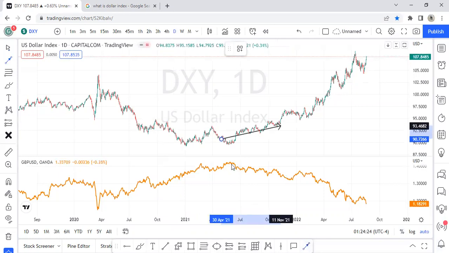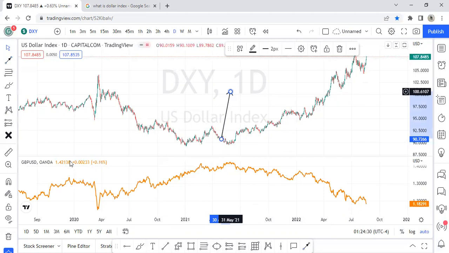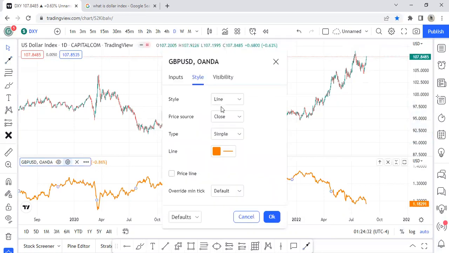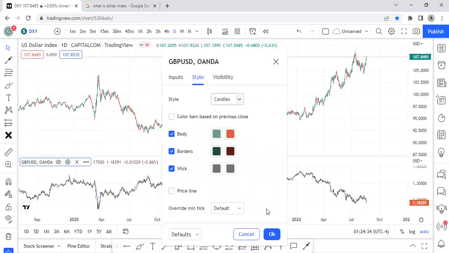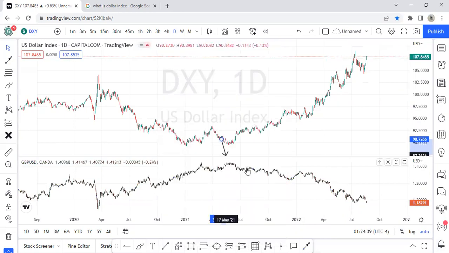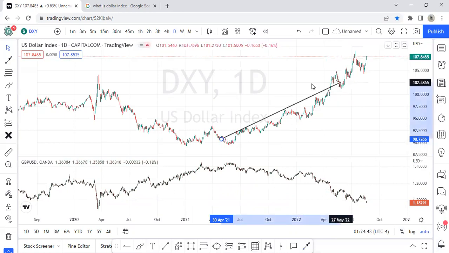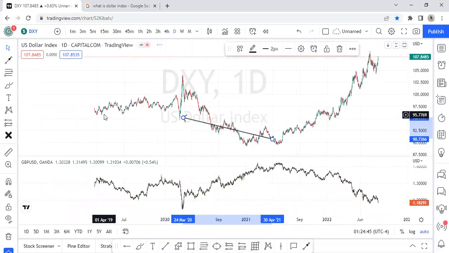But look at what the GU has been doing. It has been going lower, right? So we can also bring our candle charts. You can see that it's been doing just what I've been telling you. It's been trading lower as the DXY is trading higher, because they have always been going in the reverse direction.